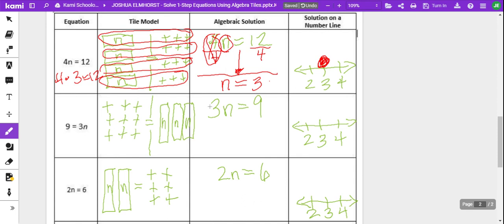All right, so the next one, same thing, keep the variable. And we're going to bring it down. And then we're going to change to the opposite operation to cancel. So multiplying by 3, dividing by 3, that cancels, and then we're going to flip and do the same thing on the other side. So n equals 9 divided by 3, which is also 3.